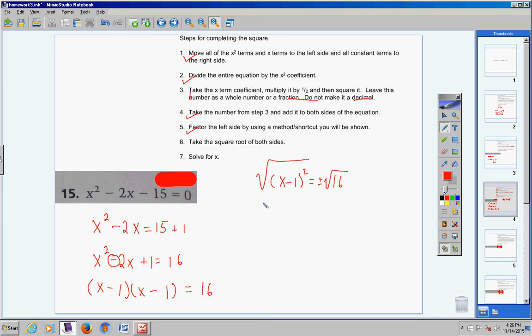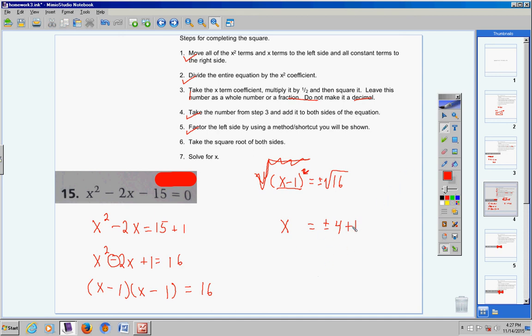Okay? Now, whenever you take the square root of something squared, the square and the square root cancel out, so you're left with the base, which is x minus 1. The square root of 16 is 4, so I have positive negative 4. Okay? Now bring the negative 1 over, and we're going to make it a positive 1. So there we go. X equals all of this.